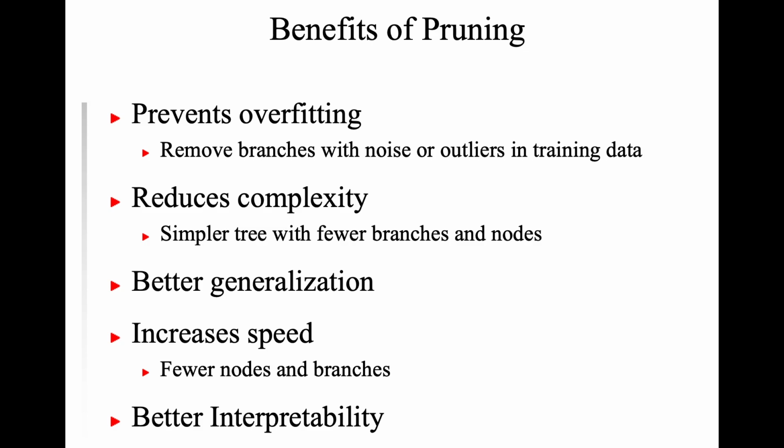It also reduces the complexity because we remove some nodes and leaves, and our tree becomes simpler. And because of its lower complexity, it is more generalizable and also more interpretable. It's much easier for anyone to understand a simple tree with fewer nodes compared to a very complex deep tree.